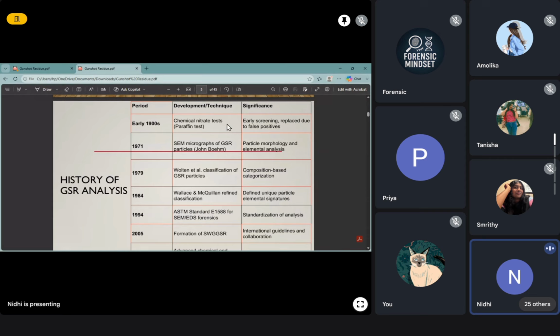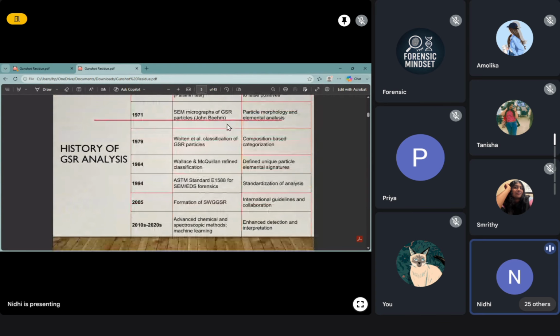Instead of SEM, we can also do this elemental analysis using EDXRF, energy dispersive X-ray fluorescence. I'm not remembering the exact name of EDXRF. So this is what we are using right now. We have used EDXRF for the analysis of GSR.